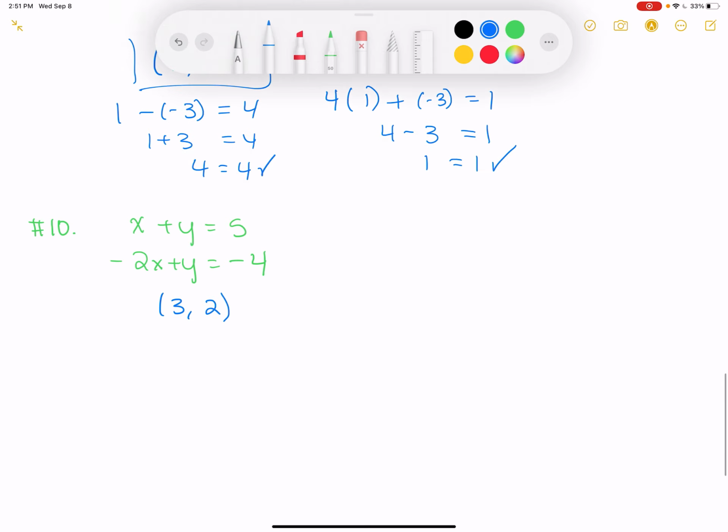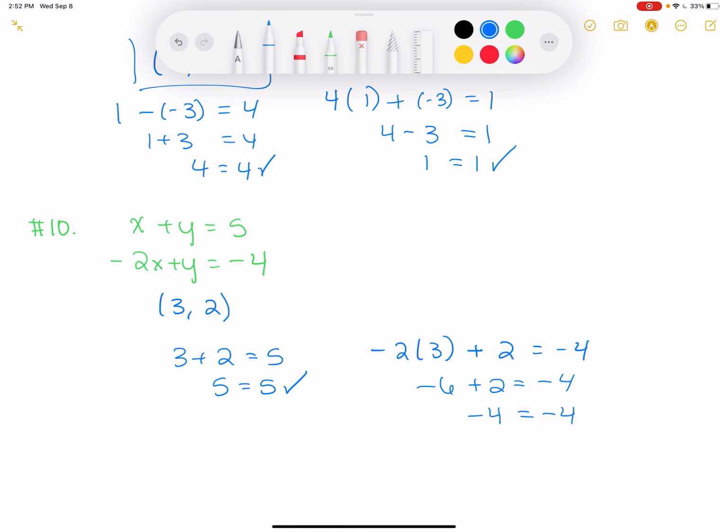Okay, so then we're going to check it. Plug in the 3 and the 2. 3 plus 2 equals 5, so 5 equals 5. Definitely works in that one. Now the second one: -2 times 3 plus 2 equals -4. -6 plus 2 equals -4. -4 equals -4. So that means that is the solution.